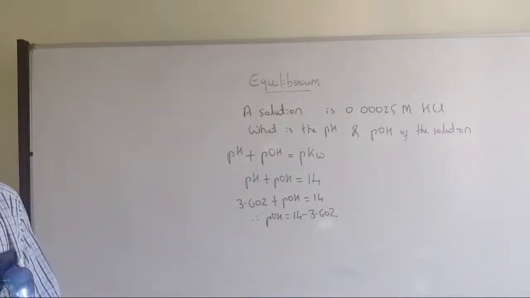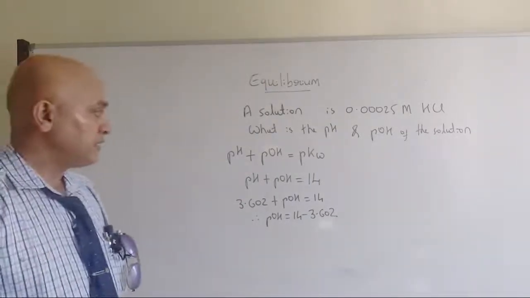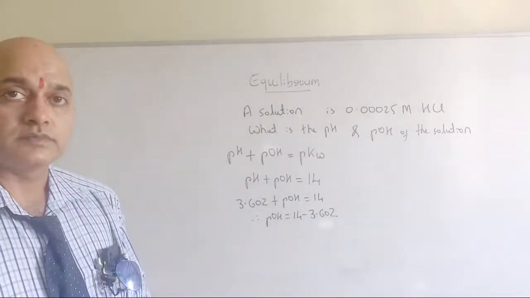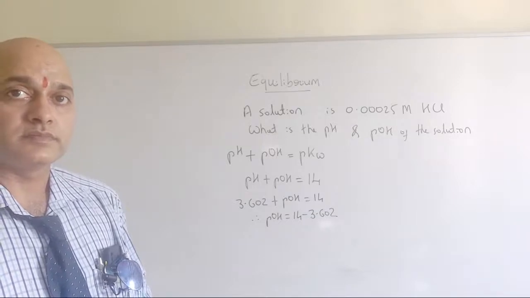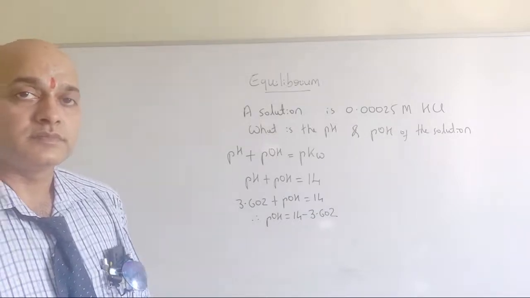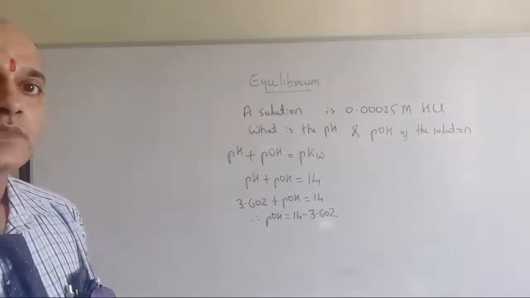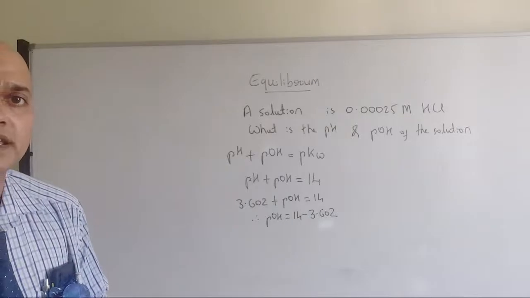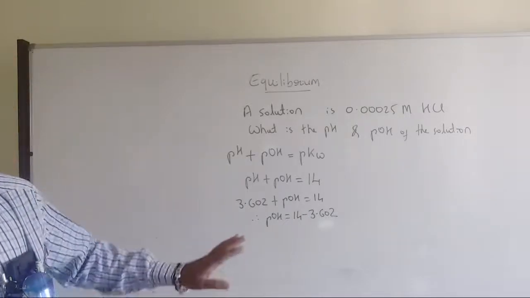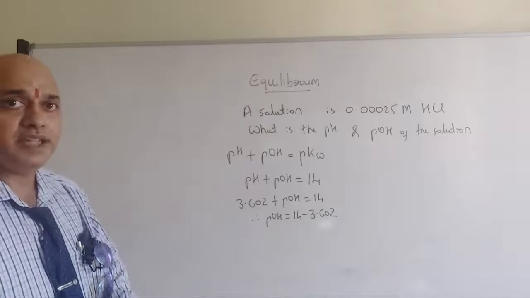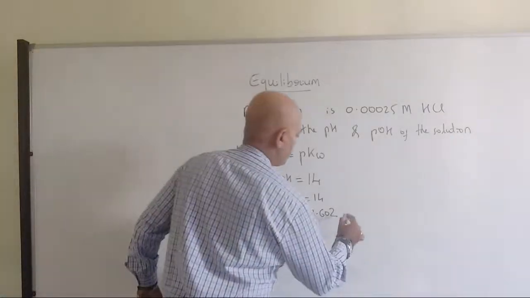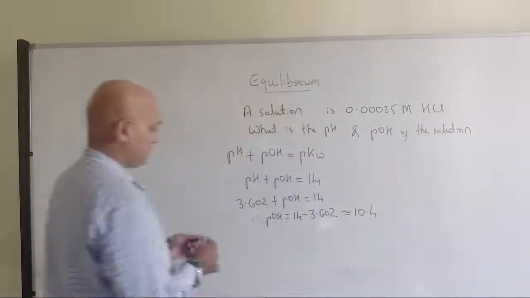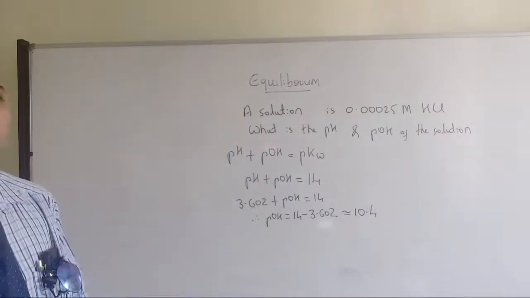Calculate and tell me what will be the answer. So it will be 14 minus 3.602, is that it, Kritik? Don't make mistakes with symbols and all. It will be approximately 10.4. pOH value will be 10.4.